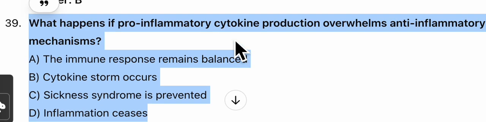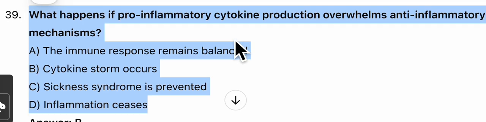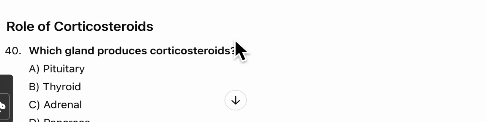What happens if pro-inflammatory cytokine production overwhelms anti-inflammatory mechanisms? A. The immune response remains balanced, B. Cytokine storm occurs, C. Sickness syndrome is prevented, D. Inflammation ceases.